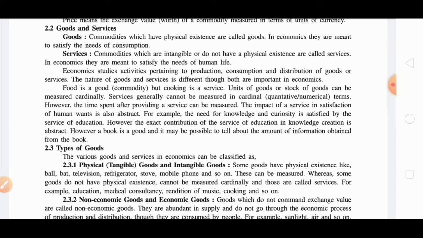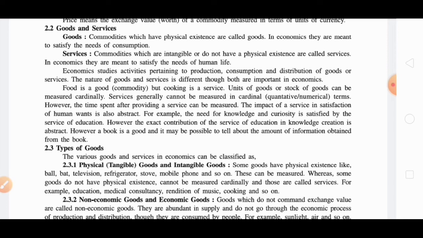But here in economics, we have a clear-cut definition of goods and services. First one is goods. Commodities which have physical existence are called goods. Note this statement, if it is asked in 1 mark what is the meaning of goods, then this is the definition. So commodities which have physical existence, it means all those goods which can be touched and seen with our eyes, are called goods.